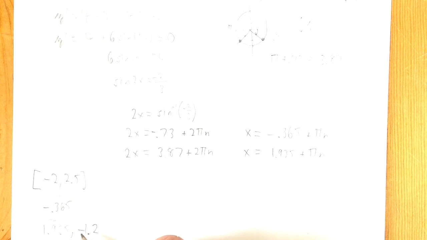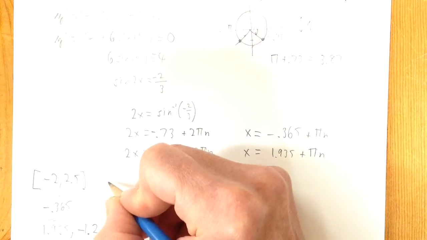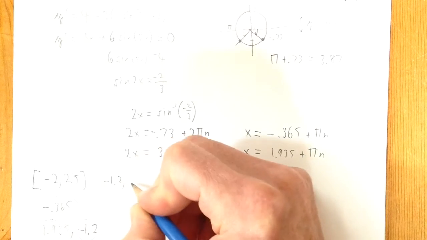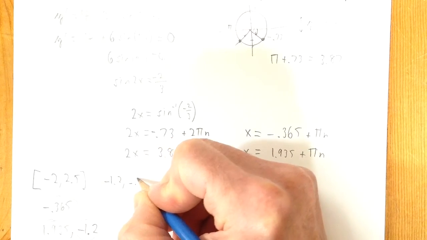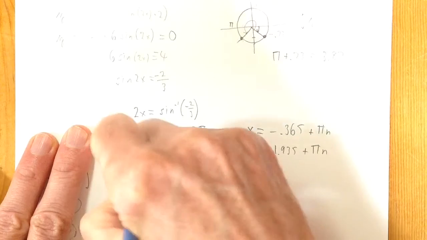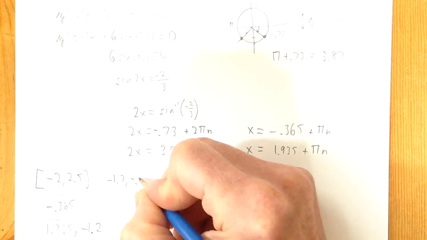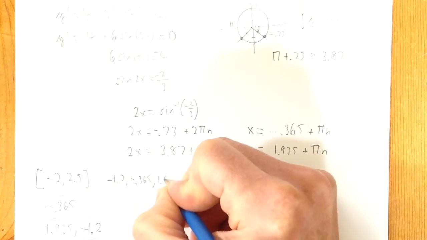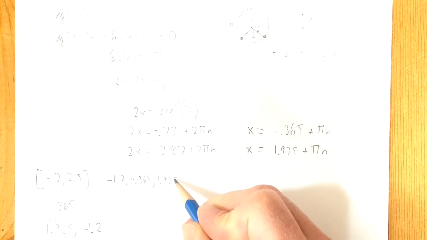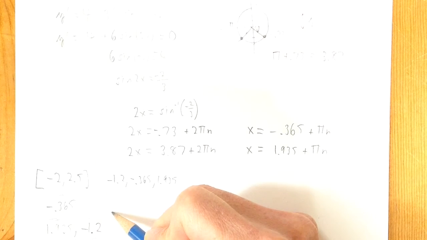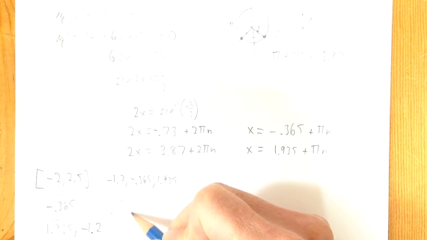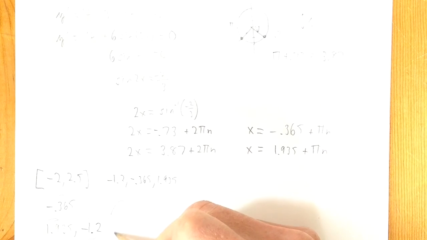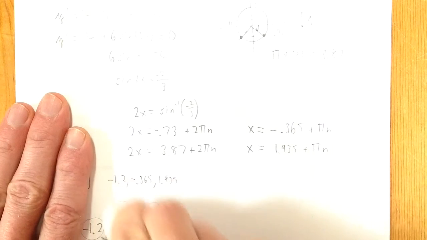So it starts off with negative 1.2. Putting them in order, we have negative 1.2, negative 0.365 and then 1.935. Two of those are going to be maximums, two are going to be minimums, and one in between, we don't know which way it's going to go. It could be a maximum, a minimum, and a maximum, or it could be the other way, a minimum, a maximum, and a minimum. We don't know, so that's the next step to figure this out.